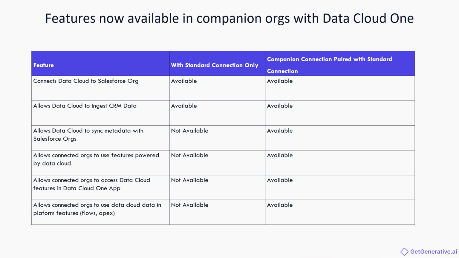It allows Data Cloud to sync metadata with Salesforce orgs. That's only possible with companion orgs. It allows the connected org to use features powered by Data Cloud, like we discussed. Again, that's only in companion orgs. It allows connected orgs to access Data Cloud features in the Data Cloud One app, they can look at the Data Cloud configurations, etc. That's also available in companion orgs, and it allows connected orgs to use Data Cloud data in platform features such as Apex and flows. That's also available in Data Cloud One. So this slide is quite important for you to visualize and differentiate between your Salesforce standard CRM connector versus your Data Cloud One.